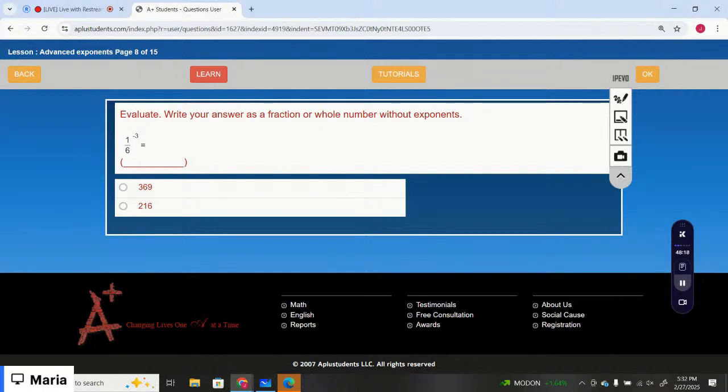One over 6 exponent negative 3, which is the correct option? That is 216. Option number 2 is the correct option.